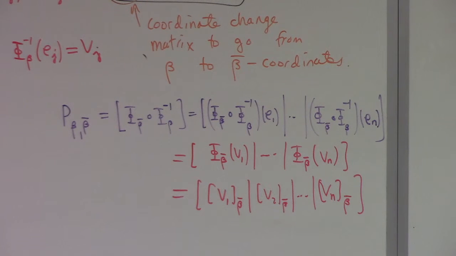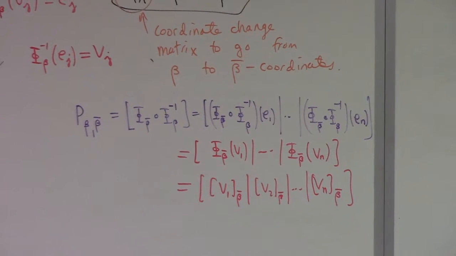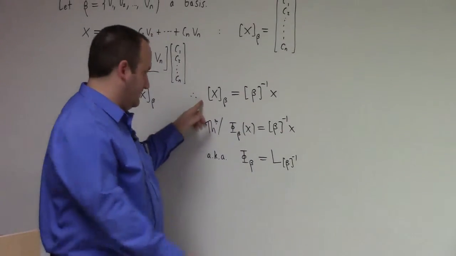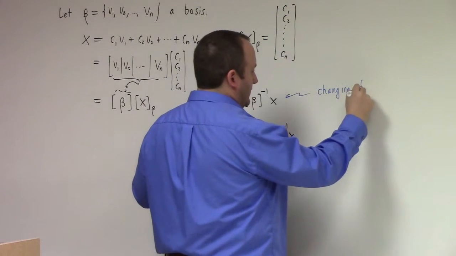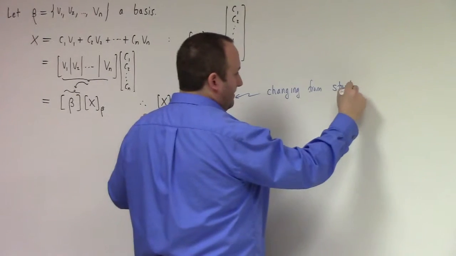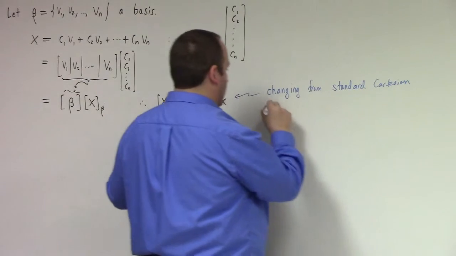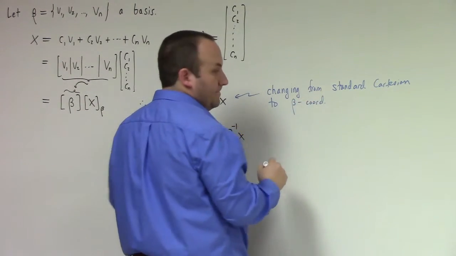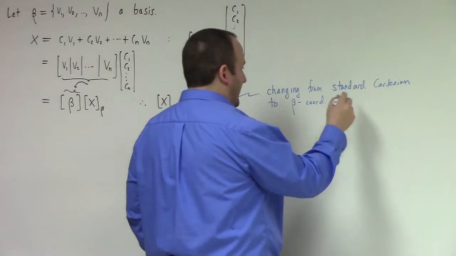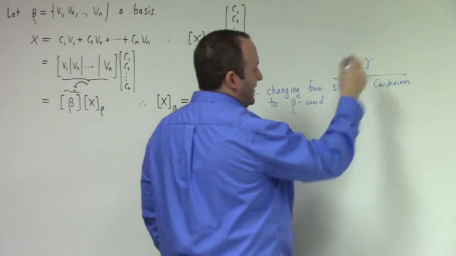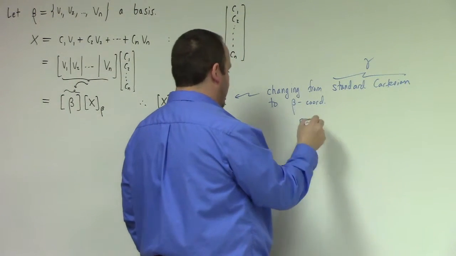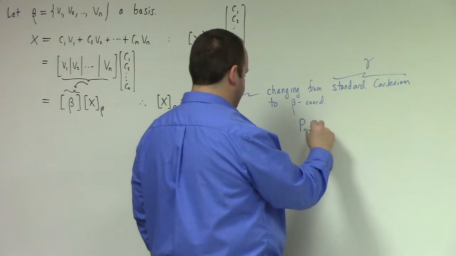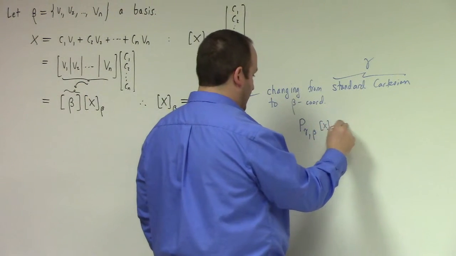So, by the way, special case over here, don't need all that, right? What is this coordinate change formula? In retrospect, here we're changing coordinates from the standard Cartesian to the beta coordinate system. So if I need to come up with a name for the standard Cartesian, let's call it gamma. So really what I have here is P gamma beta, which would take the gamma coordinates and give you back the beta coordinates.